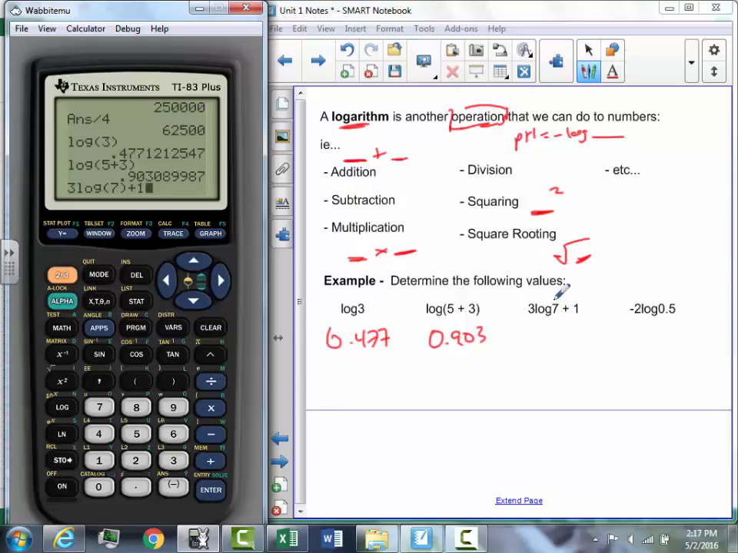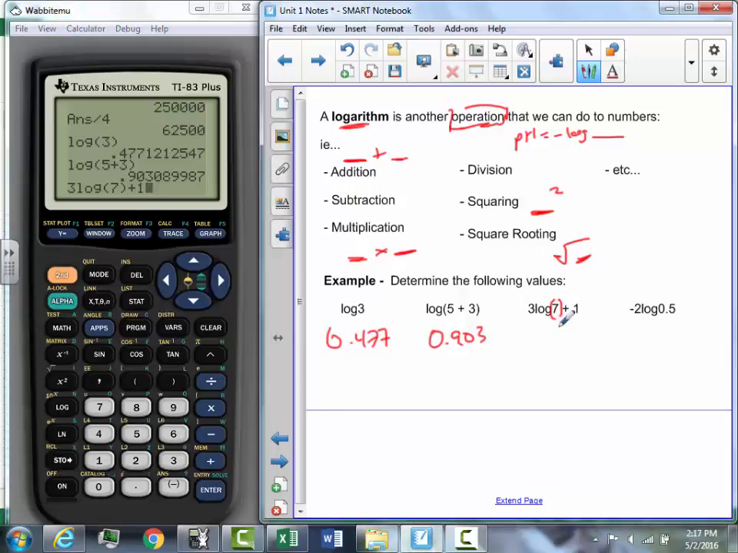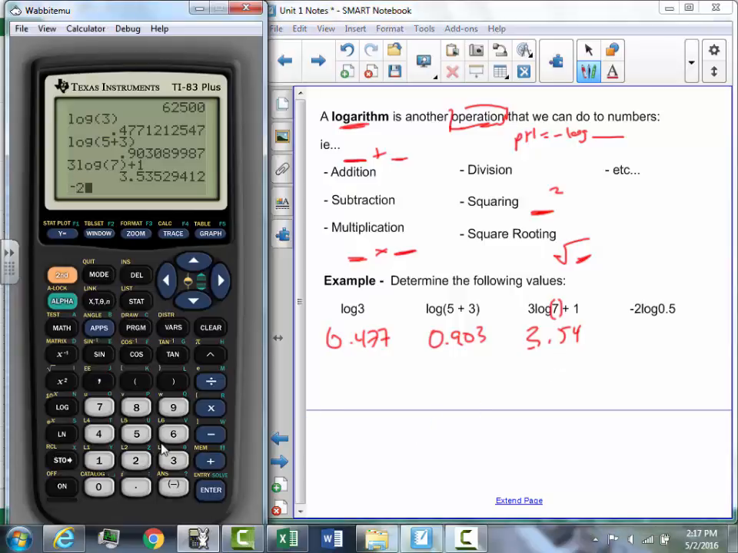It very much implies, if you don't put a bracket, that the only thing you log is the very next number, and that's it. Does that make sense? If you put it in brackets, though, it means you have to log both of the two numbers. So this guy here would be 3.54. Still good? Or one more, -2 times the log of 0.5.